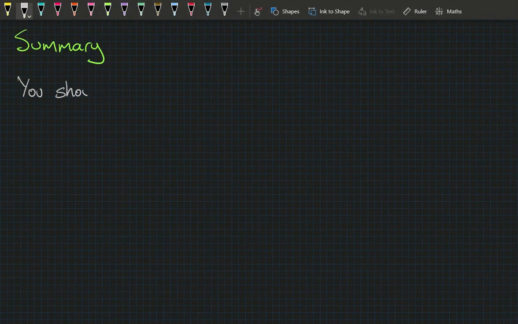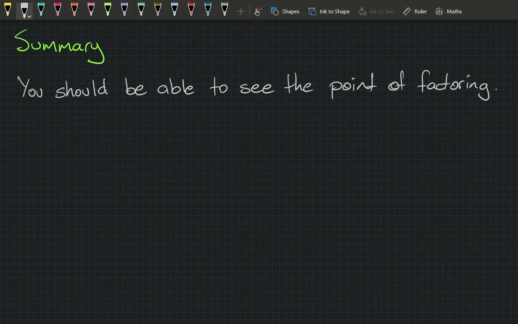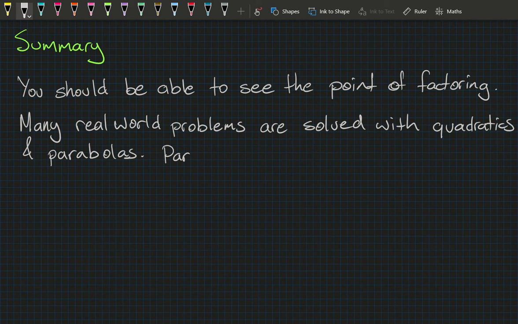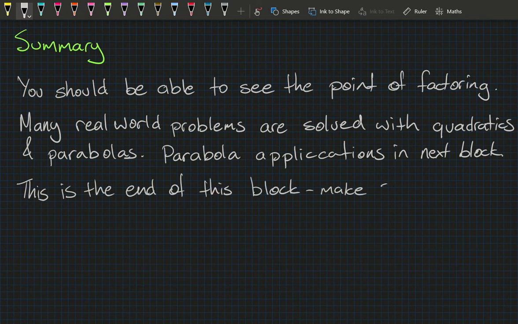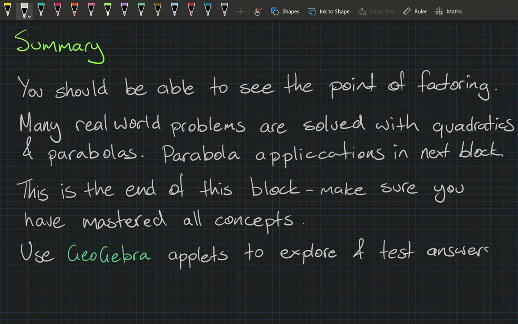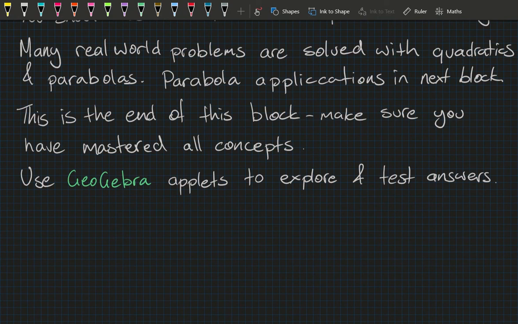Okay, at this stage, you should be able to see the point of factoring by now. Many real problems are solved with quadratics and parabolas. And we've seen some of these applications in the quadratics block, but you're going to be seeing more of these in the next block. Speaking of which, this is the end of this block, so make sure that you've mastered all these concepts. And as you explore these parabolas, it might be a good idea to use all of these applets I've created, which you can find the link for here in the OneNotes. And speaking of which, I'd like to explore something with this GeoGebra applet right now.